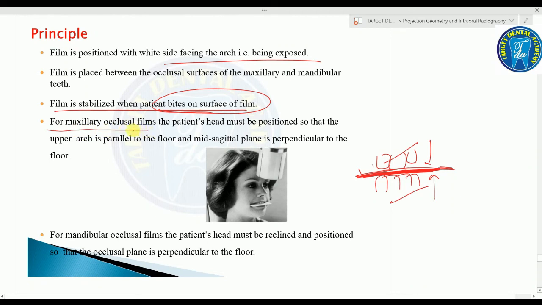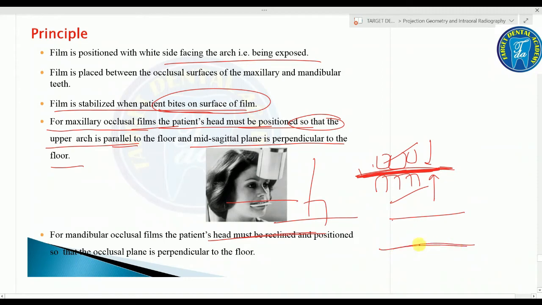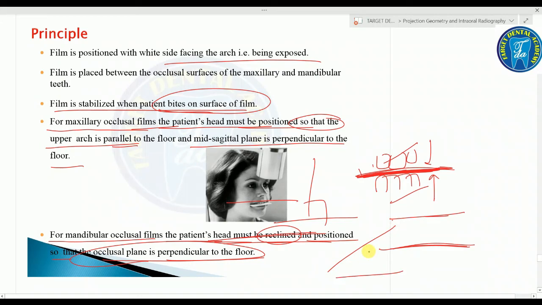For the maxillary occlusal films, the patient's head must be positioned so that the upper arch is parallel to the floor and the mid-sagittal plane is perpendicular to the floor. While for the mandibular occlusal films, the patient's head must be reclined and positioned so that the occlusal plane is perpendicular to the floor.